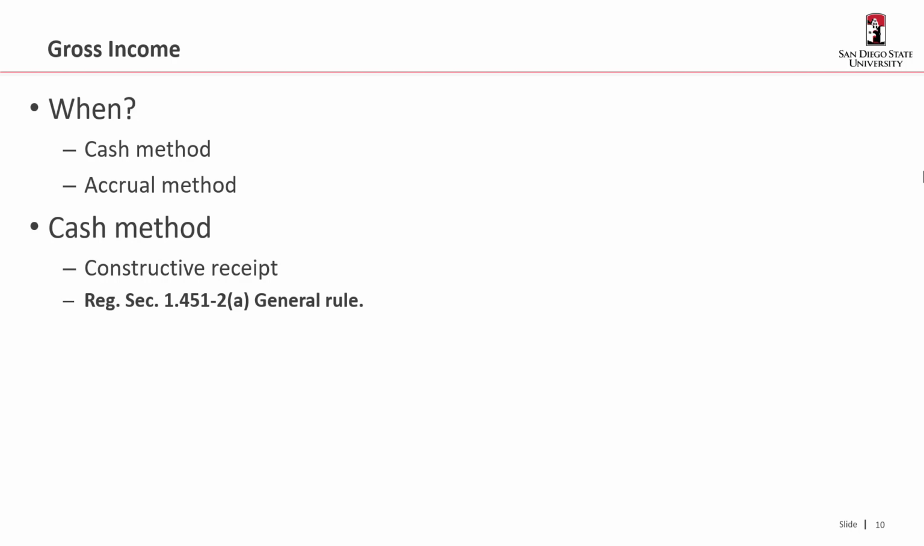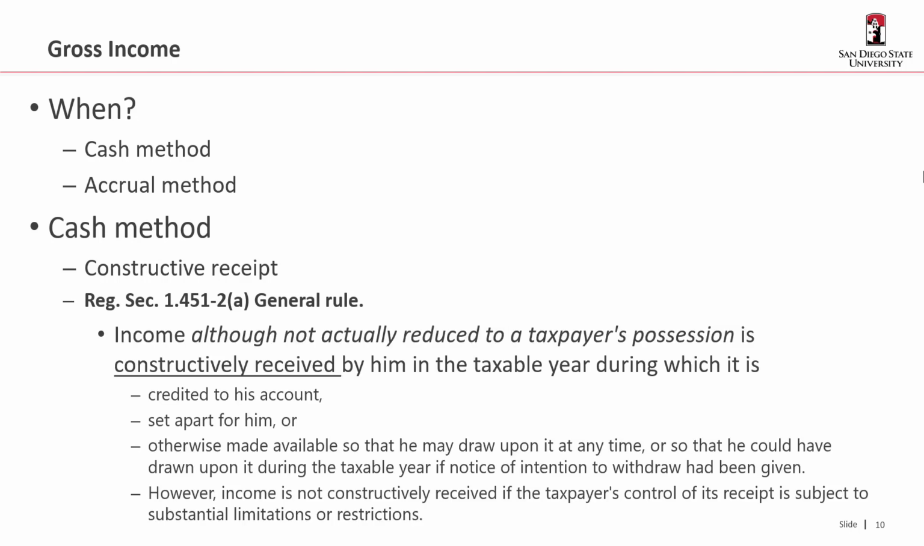So let's talk about the cash method first. The cash method hinges on this idea of constructive receipt, which I previously mentioned. So let's figure out what constructive receipt is. Income, although not actually reduced to a taxpayer's possession, is constructively received by him in the taxable year in which it is credited to his account, set apart for him, or otherwise made available so that he may draw upon it at any time, or so that he could have drawn upon it during the taxable year if notice of intention to withdraw had been given. However, income is not constructively received if the taxpayer's control of its receipt is subject to substantial limitations or restrictions.